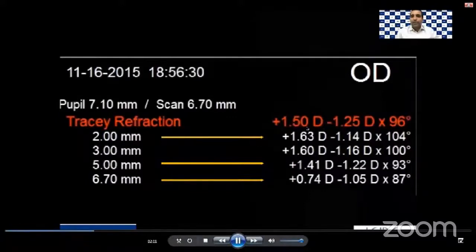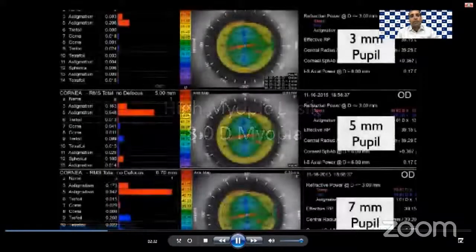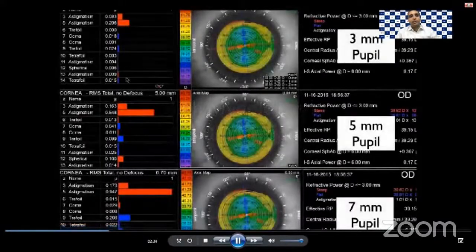That in a normal pupil size, the refraction given is on the plus side. The more the pupil opens up, more myopia is induced, and this may be the reason why some of the patients complain of poor quality of night vision, particularly while driving. Again, a case of high myopia, -8 diopters, and notice as the pupil opens up, the aberrations on the cornea also get more and more exposed.